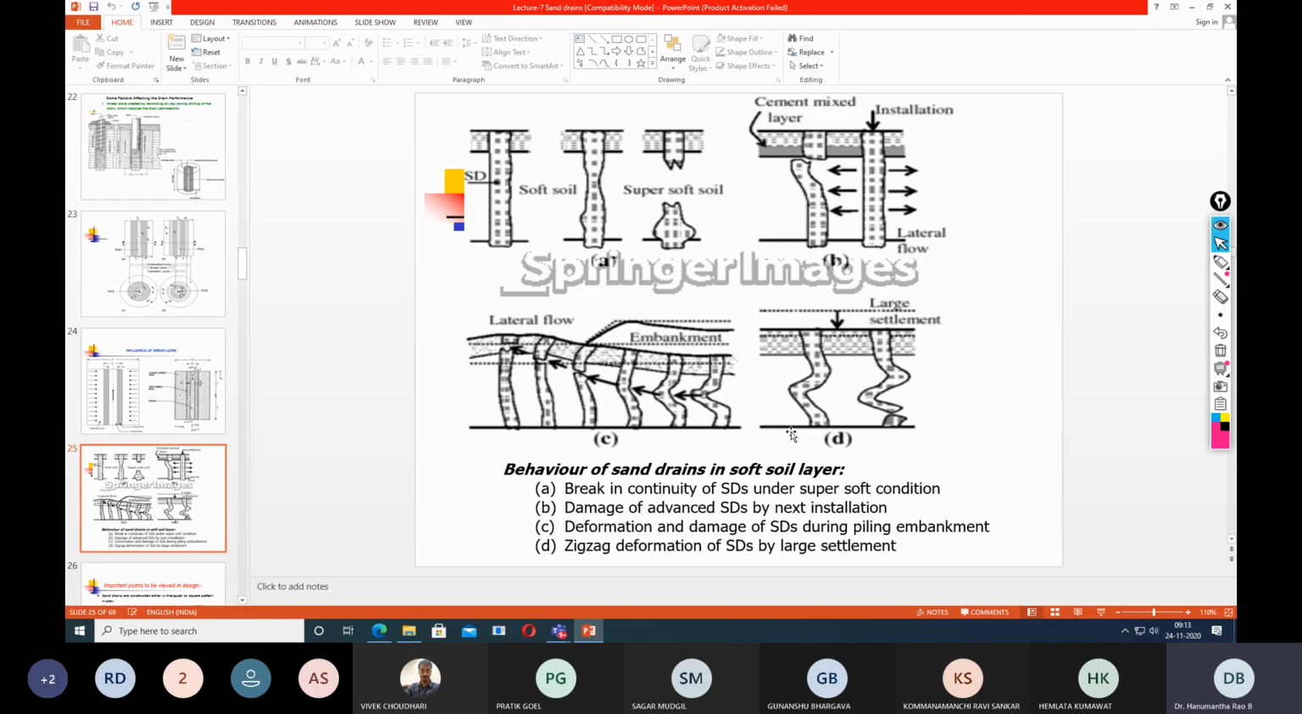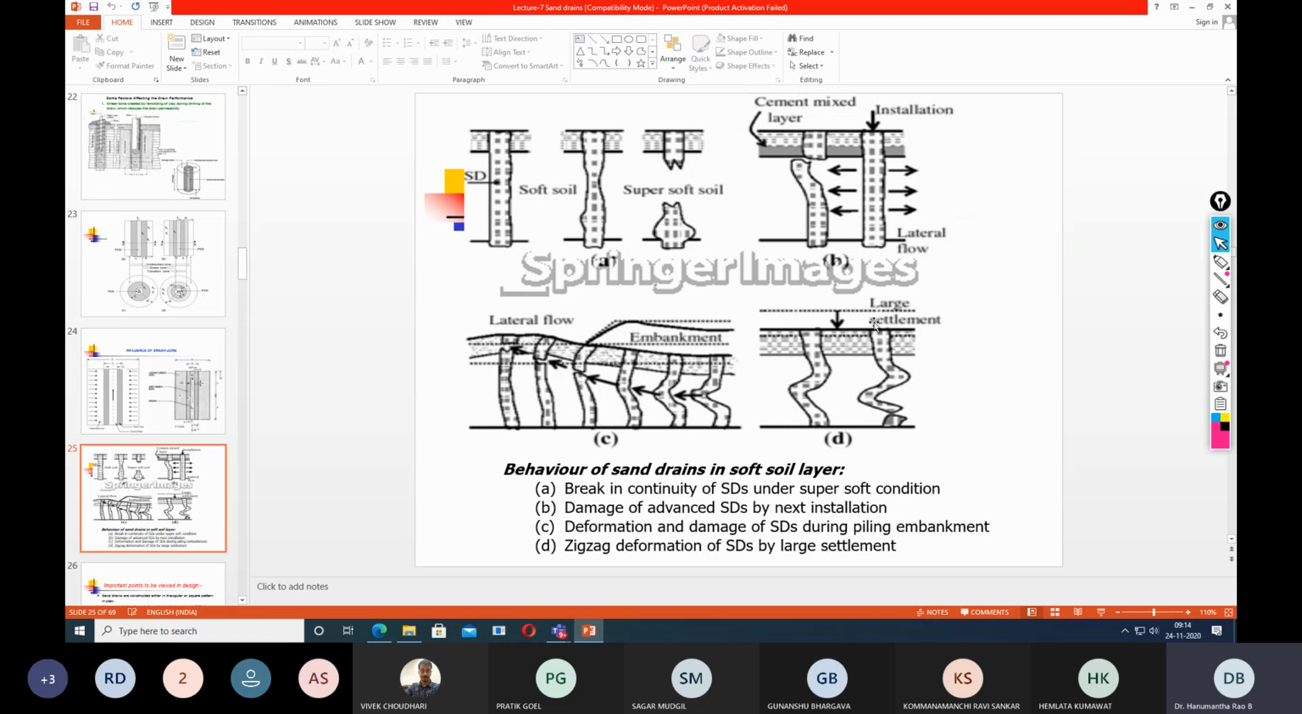These are some possible failures with regard to sand drains. As we can see, the first one is a break in continuity of the sand drain. If the soil is too soft, it couldn't provide any kind of lateral support. If there is no lateral support at all, then because of the gravitational effect there may be some discontinuity, because too soft means it is almost like a slurry. This slurry couldn't provide any lateral support, so there is a possibility of discontinuity of the sand drain from top to bottom.